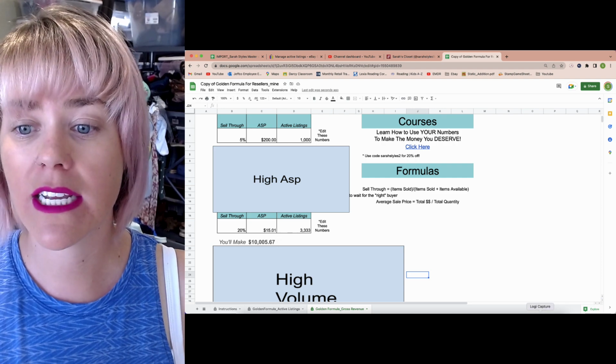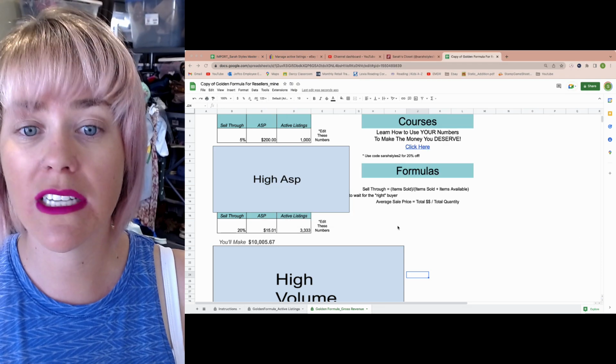This is why I said there's two different strategies. You can make the same amount of money. You can sell high priced items and make $10,000. You saw the numbers for that. Or you can sell low price items and have a higher sell-through, sell more of them, have more available, and make $10,000. So now we're going to talk a little bit about what your strengths and weaknesses are and how to decide what strategy would be best for you.